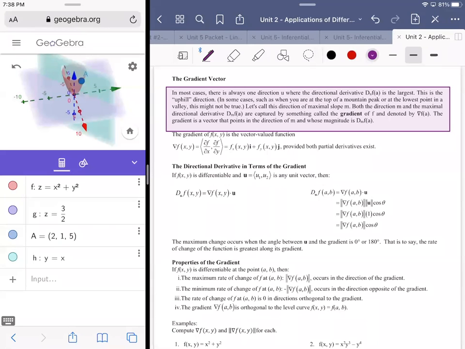Now, the gradient is a vector that points in the direction of m and whose magnitude is the directional derivative, but is the maximal directional derivative. Right.